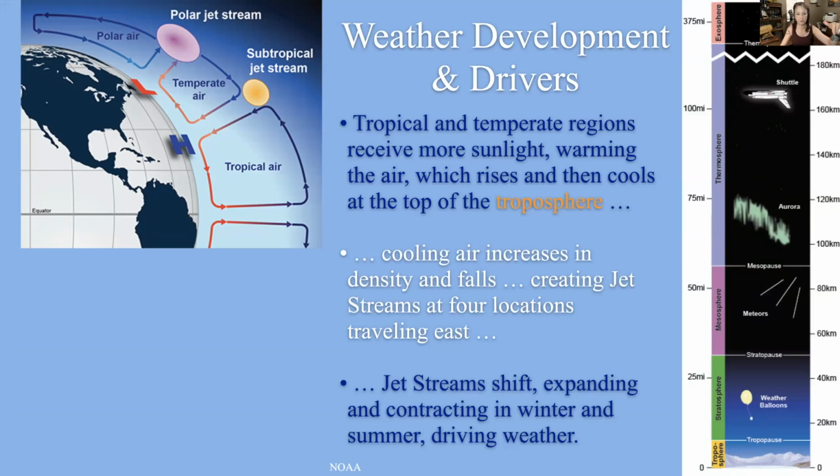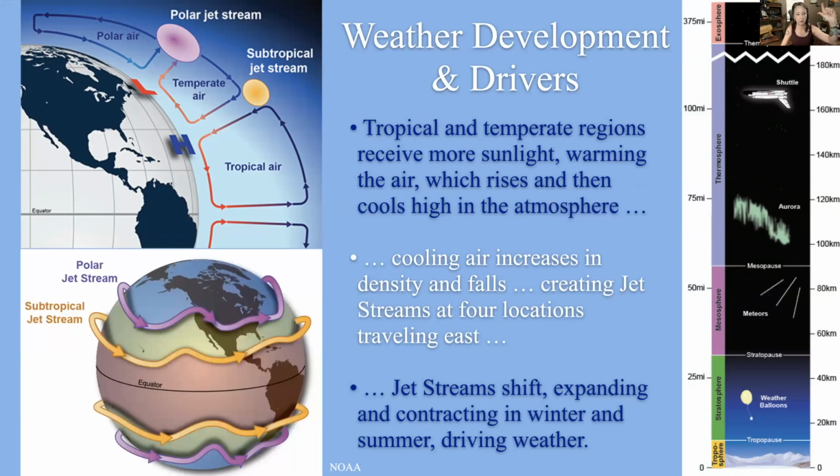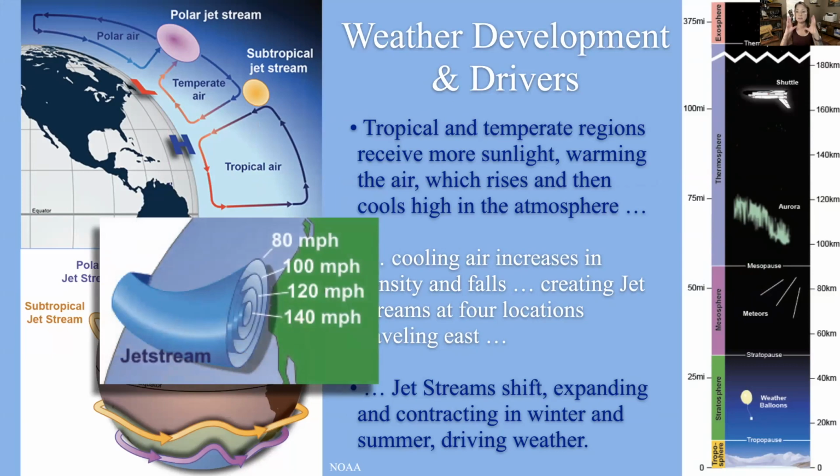So let's take a look at what they look like here. So there's the polar jet stream and the subtropical jet stream, both in the north and south there. And they're literally like tubes of air zooming around the planet, 140 miles per hour, more or less in the center, and then kind of grading out to 80 miles per hour around the outside of this tube. So it literally is a stream of air moving around the planet, four different ones.